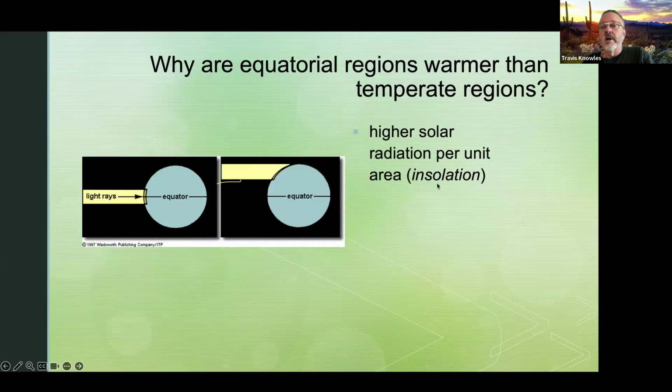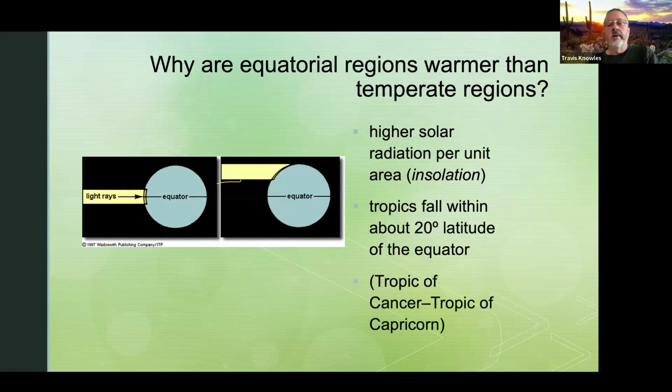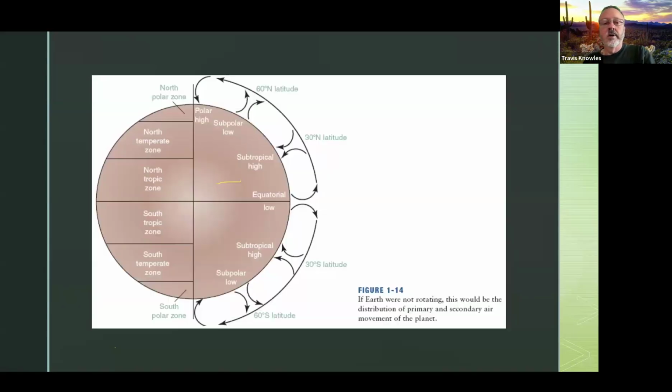That is insolation, not insulation with a U. That would refer to material that retains heat or prevents heat loss. So more solar energy per unit area near the equator, less as you spread that same amount of solar energy out around the curvature of the Earth farther north. The tropics fall about 20 degrees, more or less. It's closer to 23 degrees north and south latitude of the equator. The equator is 0 degrees. And that's what, if you look at a map today, is labeled as the Tropic of Cancer, which is north of the equator, and the Tropic of Capricorn, which is south of the equator.